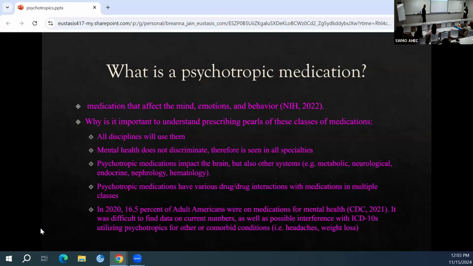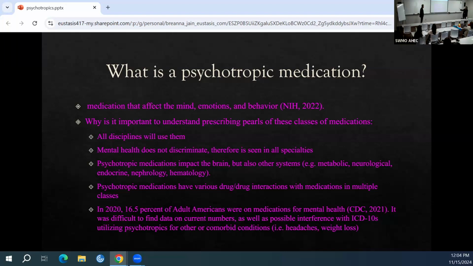So what is a psychotropic? That's pretty easy. It's just something that affects the mind, emotions, behavior. The important thing is no matter what discipline you are going into, you're going to see psychotropic medications. If you're in oncology, nephrology, mental health, it's going to touch all walks of life, all patients, all ages. We've had this conversation with the students at our site: they do affect a lot more than just the brain.